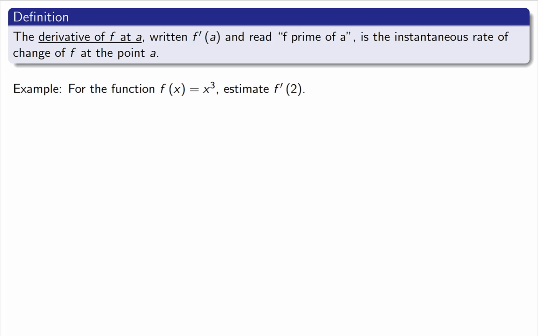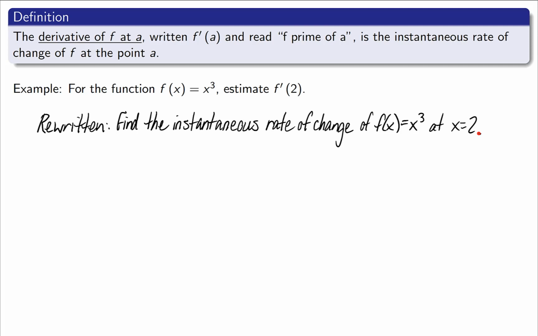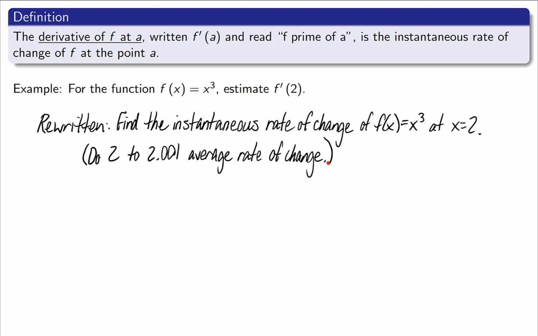For this function, f of x equals x cubed, let's estimate the value of f prime of 2. So first off, what does that mean? If I rewrite this, what it really means is we want to find the instantaneous rate of change of the function at x equals 2. And now we'll do this just like we did the last problem. We'll make our estimation by going from 2 to 2.001 on the average rate of change. And like I said before, that is the increment, always 0.001.